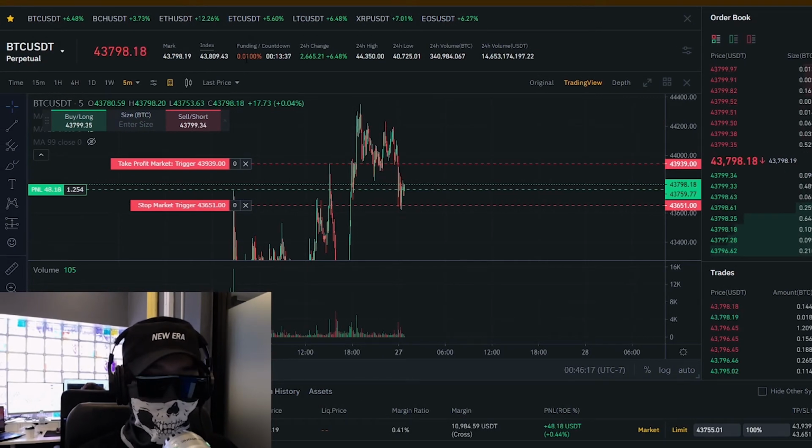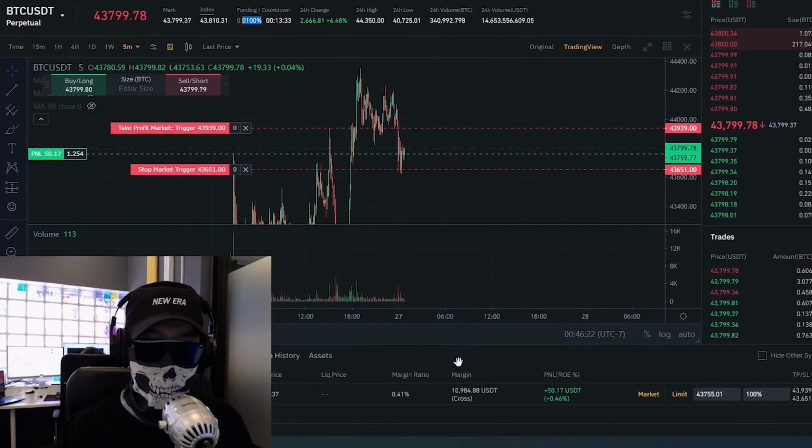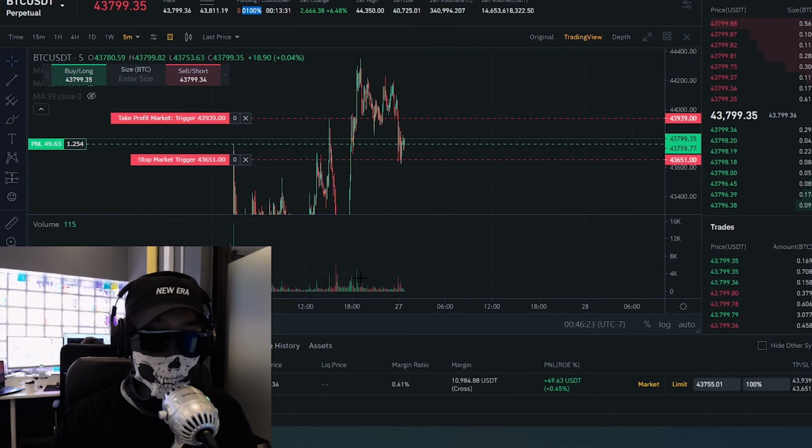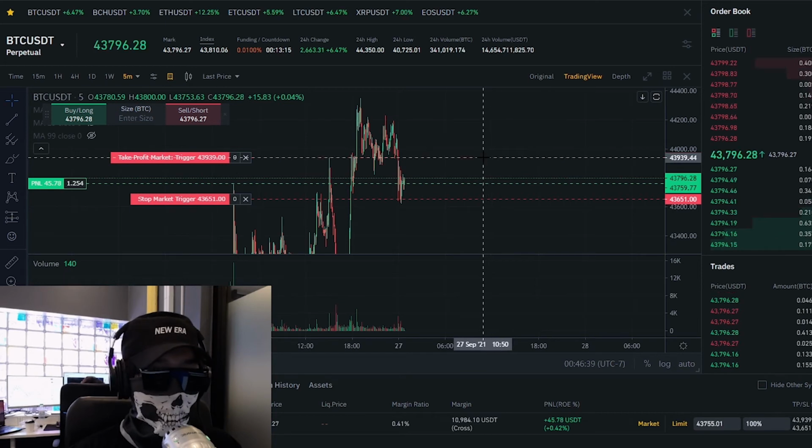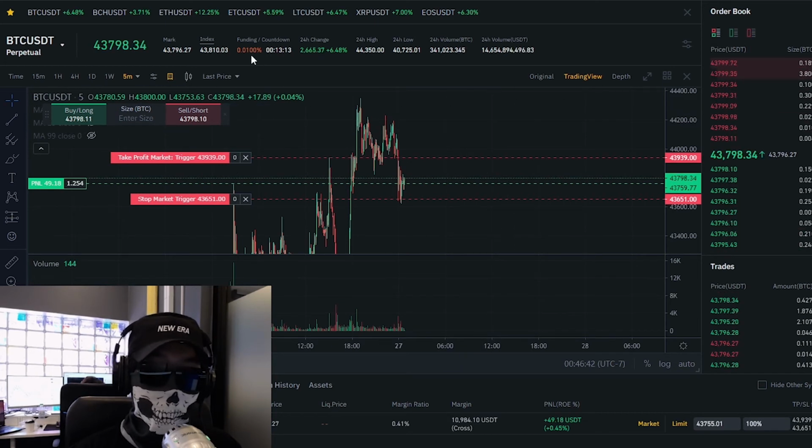If there's more people who are going long, the funding will be positive. As in, if I have this long position open right now, every hour I'm paying 0.01% of my size in funding. So in a 24-hour period, this funding could definitely add up to quite a bit. In 24 hours, I will be paying 0.24%.